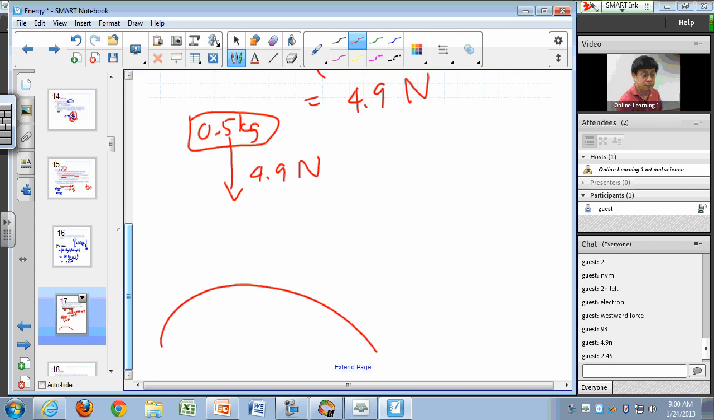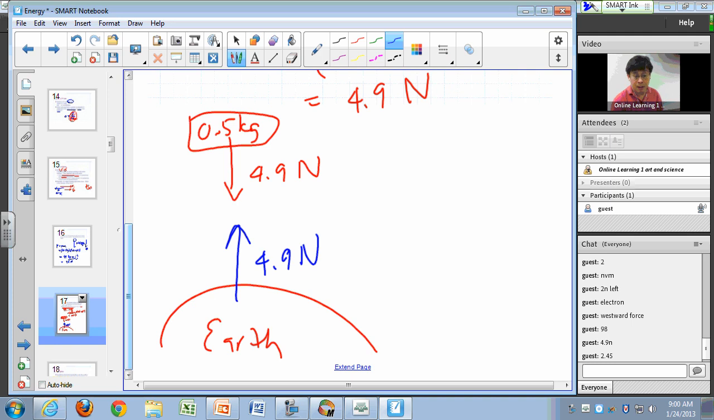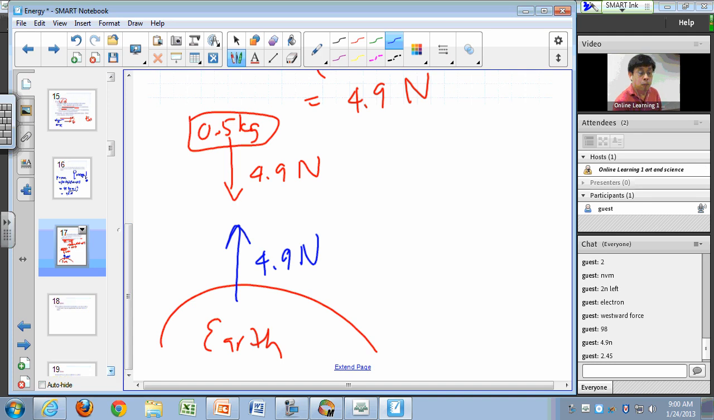So here's the Earth. Well, Newton's third law says that for every action, there's an equal and opposite reaction. If the Earth is pulling down on the book with a force of 4.9 newtons, then the book is pulling on the Earth with a force also 4.9 newtons directed in the opposite direction. Okay? So that's what the third law says. So you can think of it as the book pulling on the Earth with 4.9 newtons, or the Earth pulling on the book with 4.9 newtons.